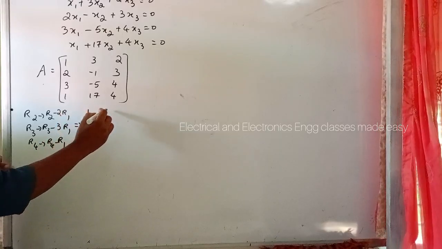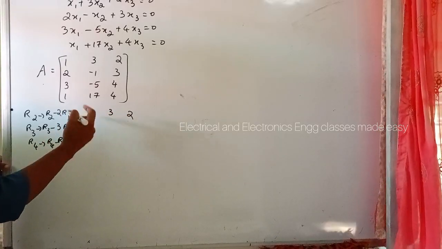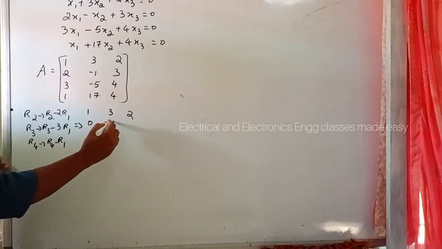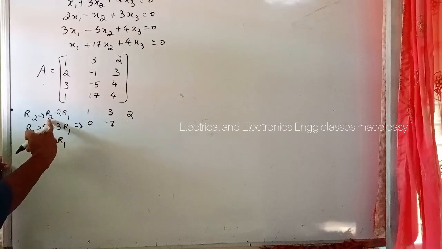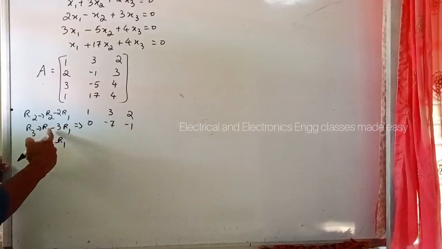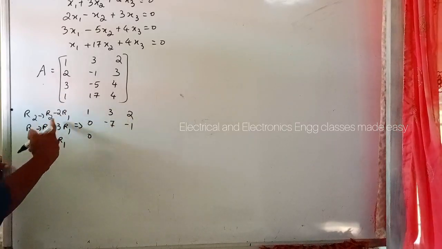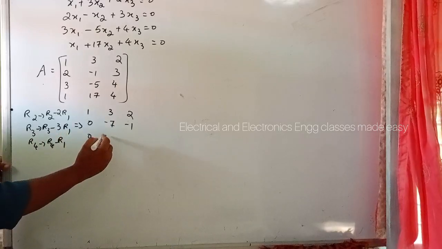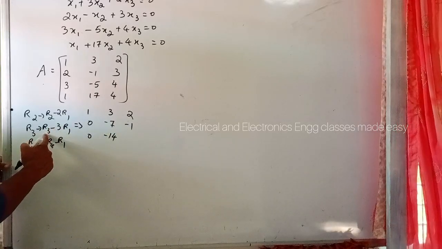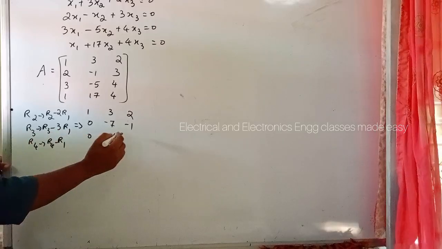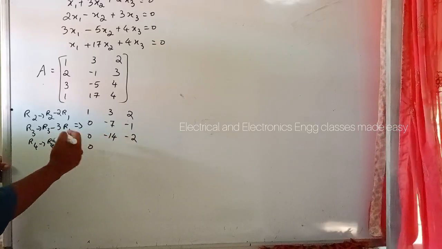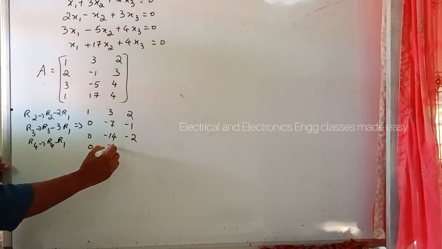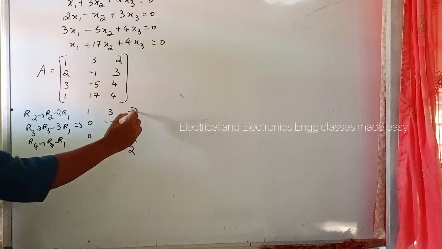So here we will get 1, 3, 2, then 0, then minus 1, minus 6, that is minus 7, then 3, minus 4, that is minus 1, then here 0, then minus 5, minus 9, that is minus 14, then 4, minus 6, that is minus 2, then 0, then 17 minus 3, that is 14, 4 minus 2, 2.